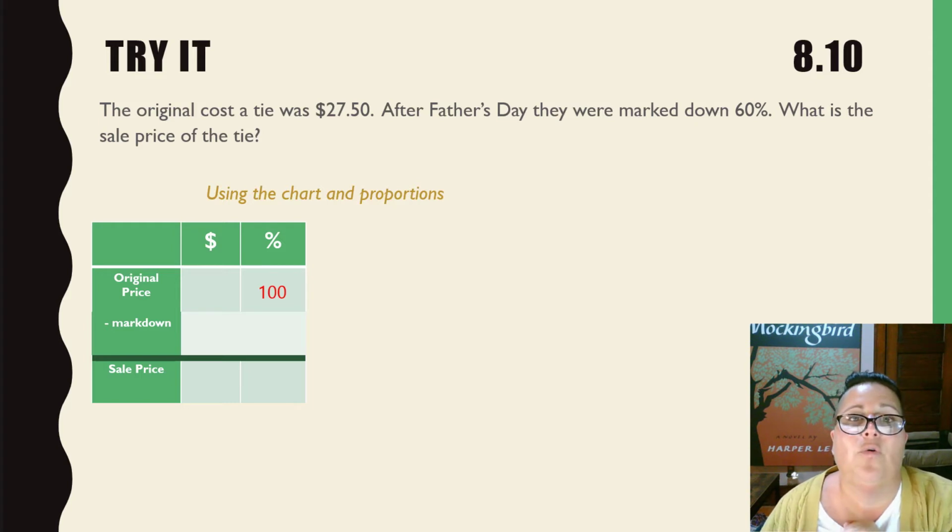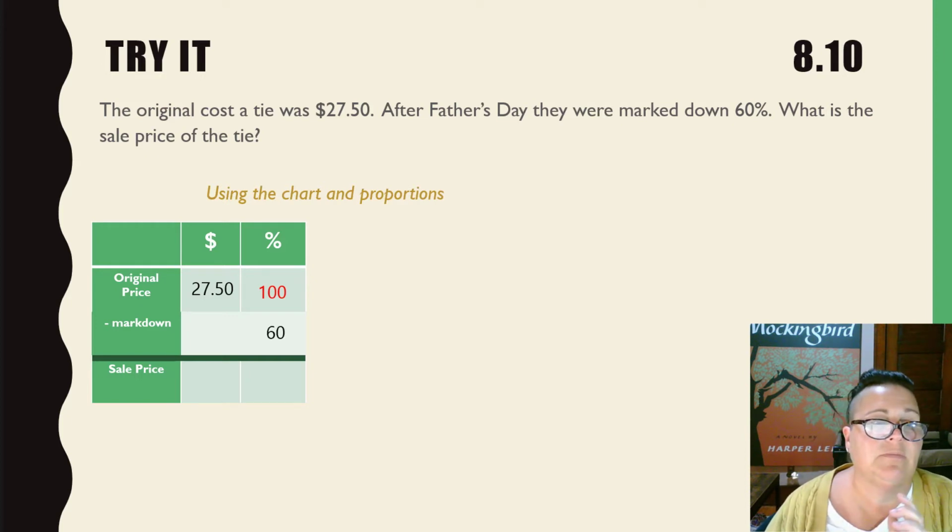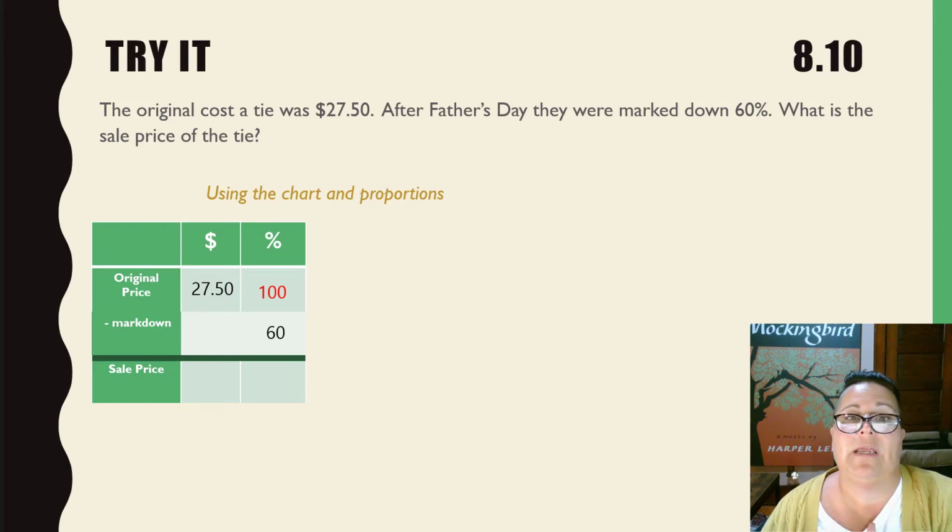Mining the question for the other information used to fill in, we're going to fill in as much as we can. We see that the original price was $27.50. They were marked down 60%. Not marked down to 60%, but marked down 60%, means that 60% is going to be our markdown percent. When I know two of three in a column, I can find the third one. Following the sentence, I'll do 100% minus 60% is 40%. That's going to be our remaining sale price percent. And we have to find the sale price, so that's going to be our X.